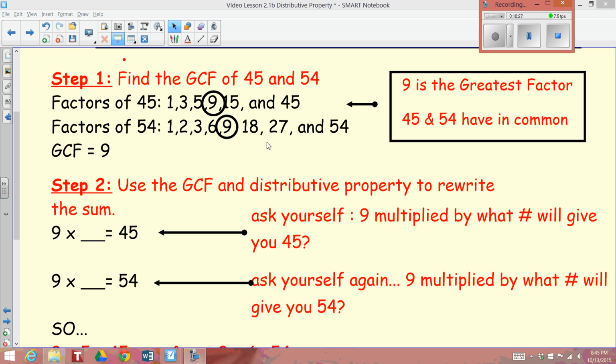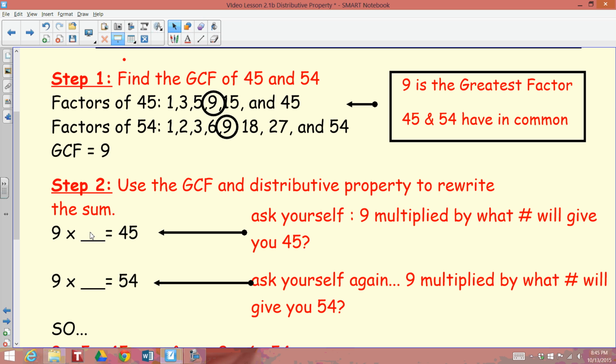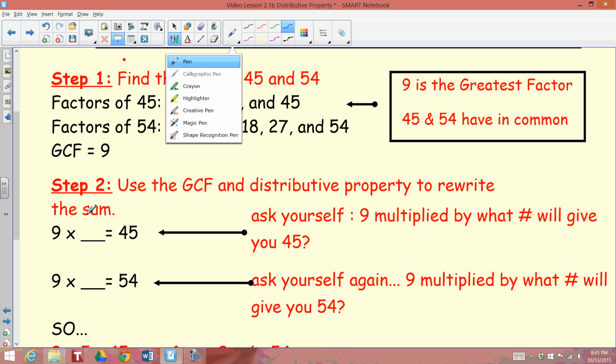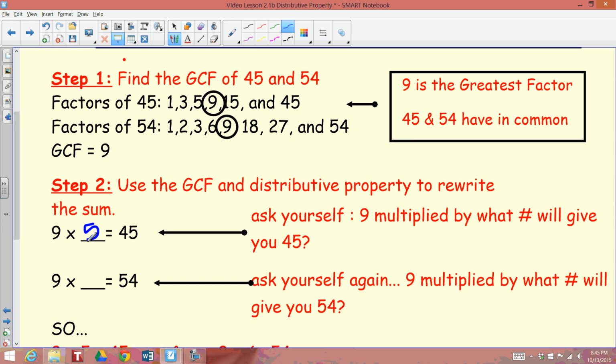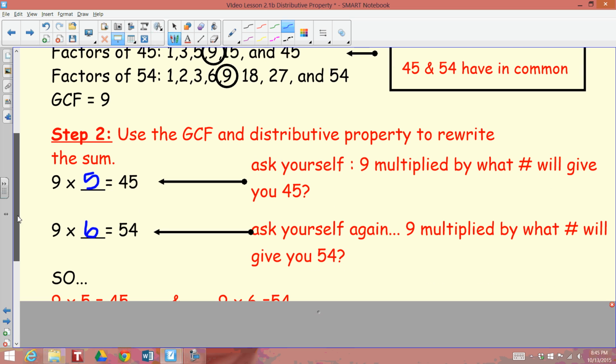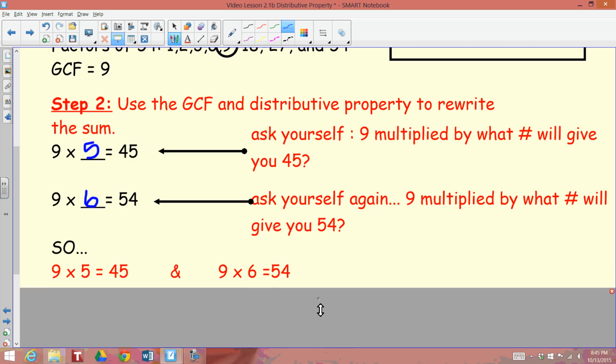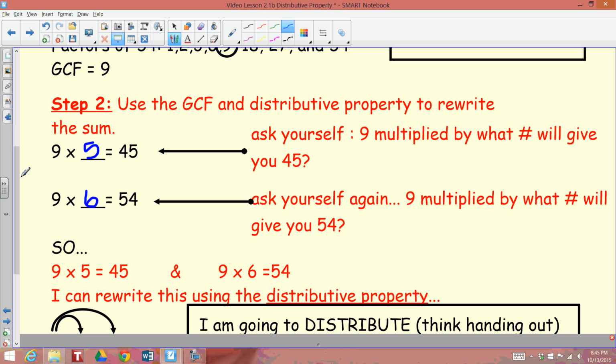And then to find my add-ins, which is step 2, I'm going to use that GCF and the distributive property to rewrite the sum. So I take my 45 and I divide it by 9, or I could say what times 9 gives me 45. 9 times 5 is 45. And then 9 times 6 is 54. So essentially, the add-ins I'm trying to figure out are 5 and 6.